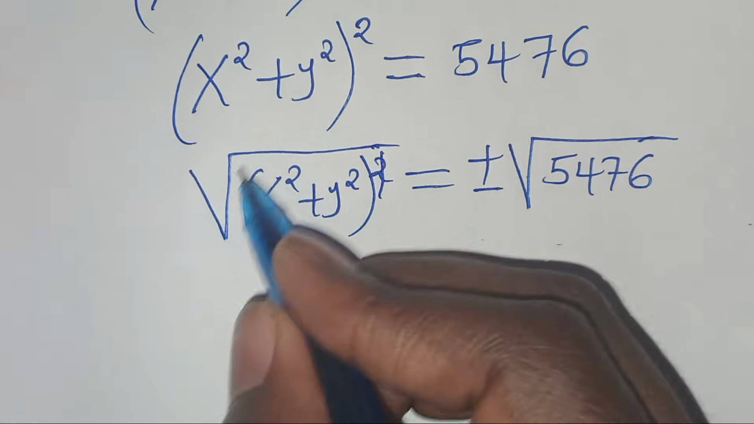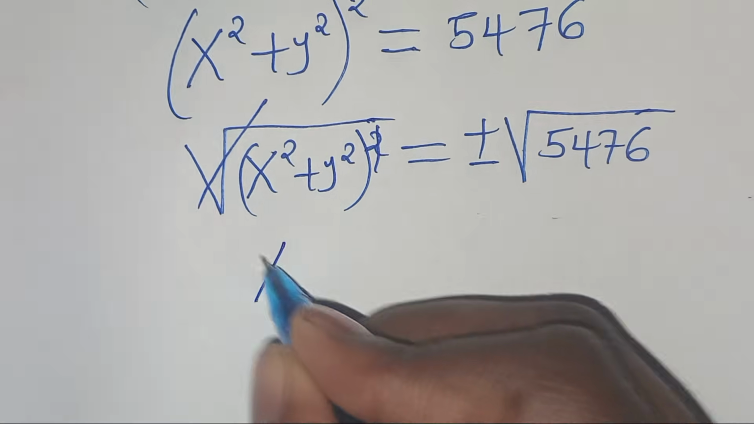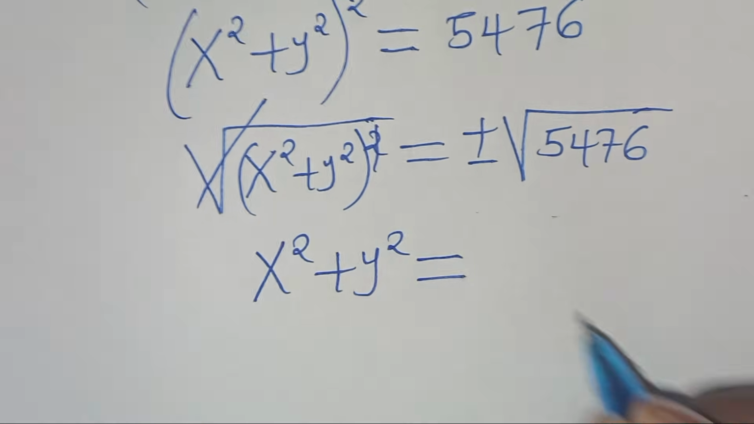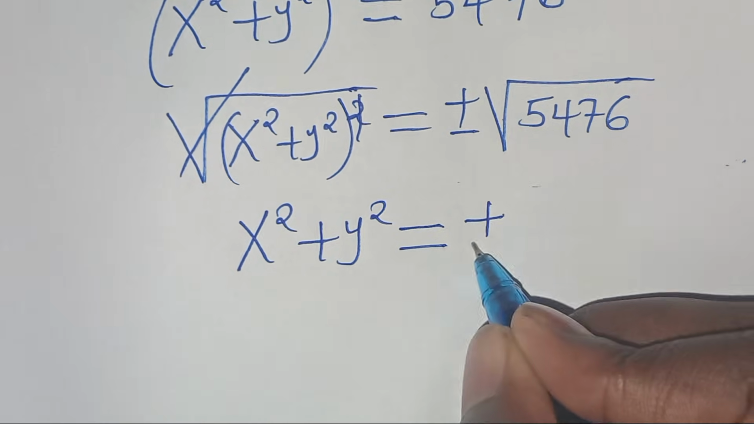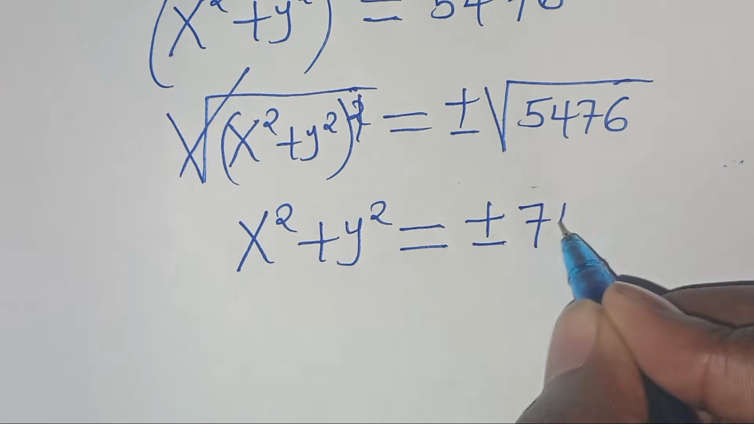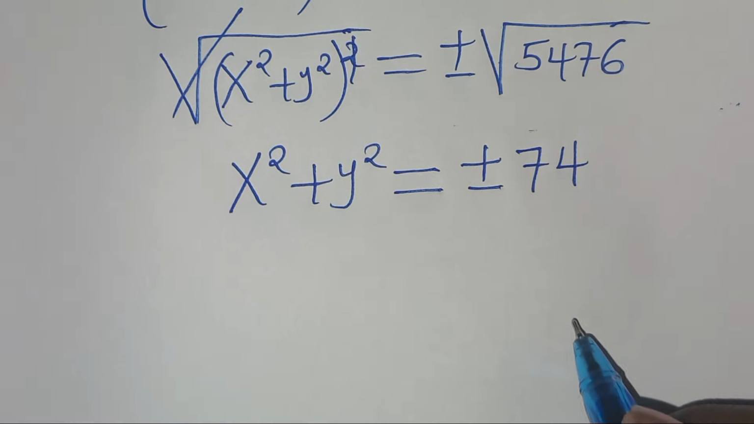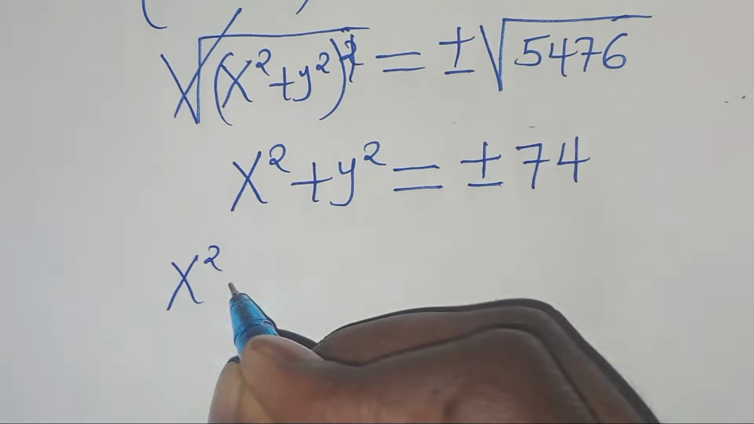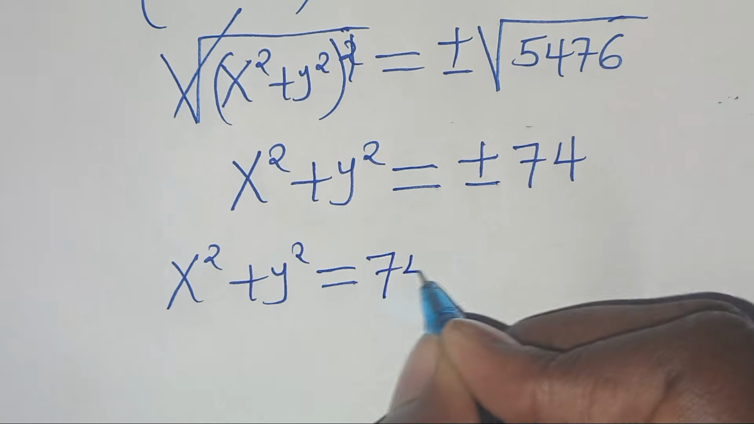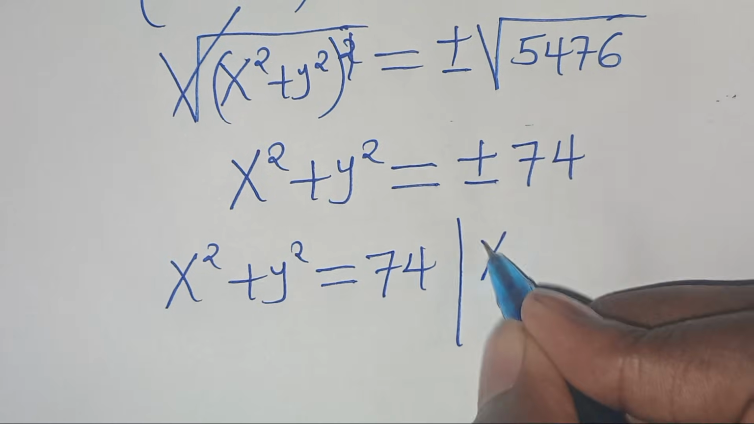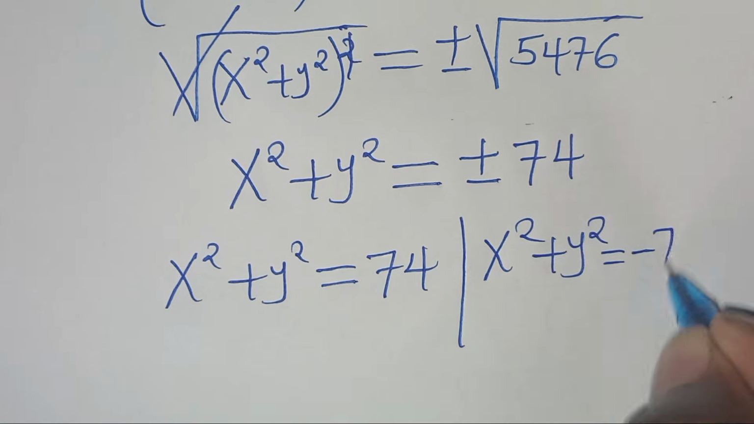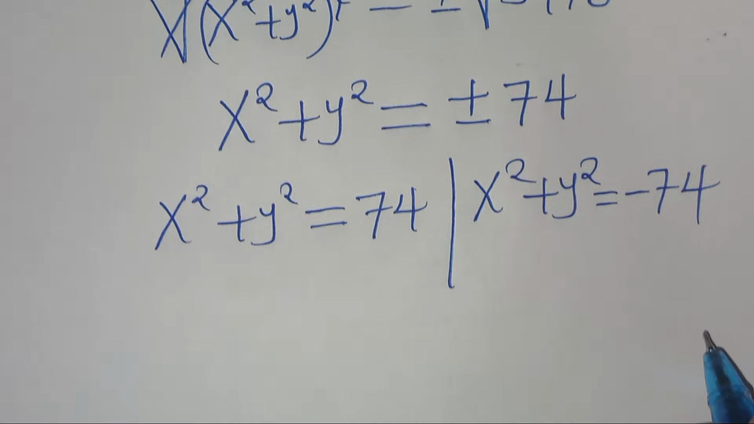Now we can eliminate the square root sign here, so that x squared plus y squared is equal to plus or minus the square root of 5476. This is equal to 74. So we have x squared plus y squared equal to 74, and x squared plus y squared equal to negative 74.